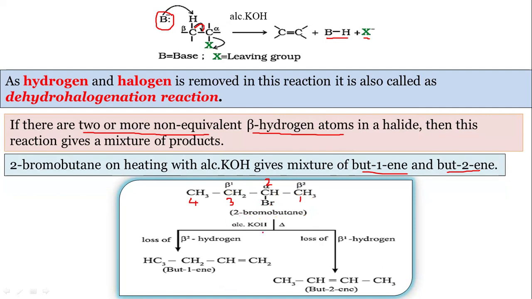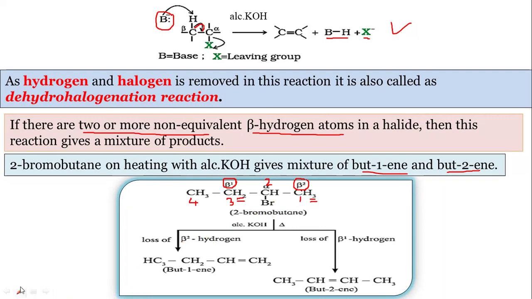Now, see the reaction condition is the same, alcoholic KOH, but what is the difference in this mechanism? In the earlier mechanism, only one beta hydrogen was there, but in 2-bromobutane, there are 2 beta carbons. This is beta-1, meaning these 2 hydrogens are beta hydrogens, and in beta-2 there are 3 beta hydrogens. These are non-equivalent. These are not the same.